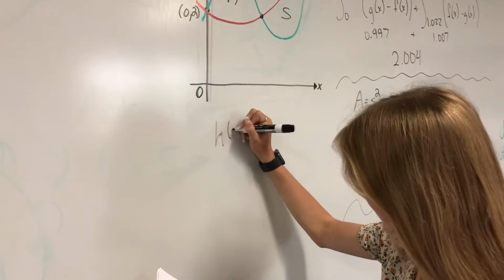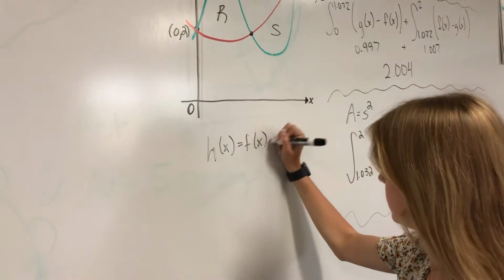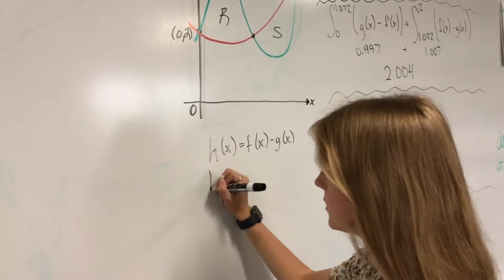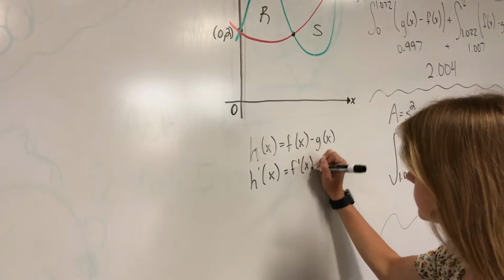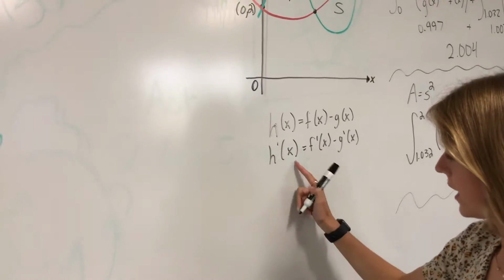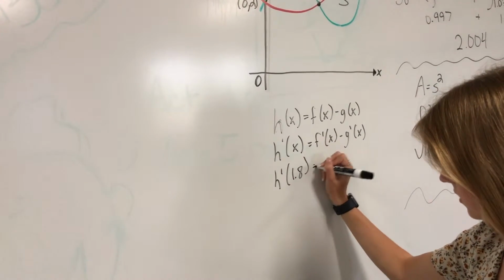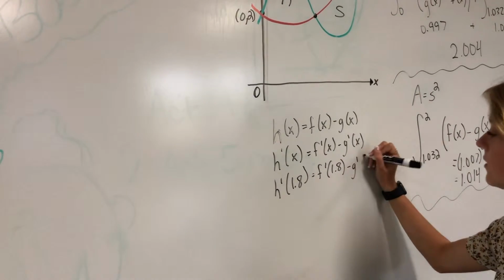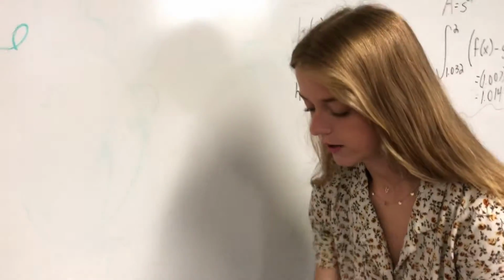So we're going to do h of x equals f of x minus g of x. But since we're going to deal with the derivative, we're going to take the prime of all these. So f prime of x minus g prime of x. Okay, and then we're going to put our x in, which is 1.8. So this is just kind of a step-by-step of how to do it. Now we're going to put this into our calculator.